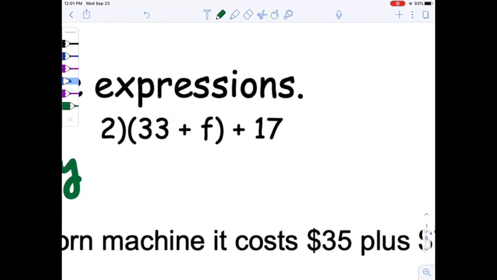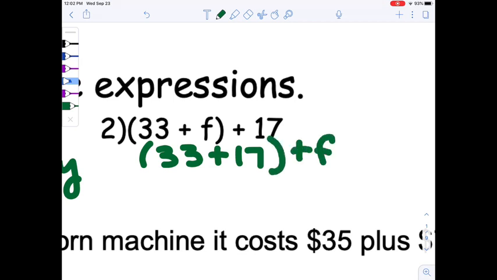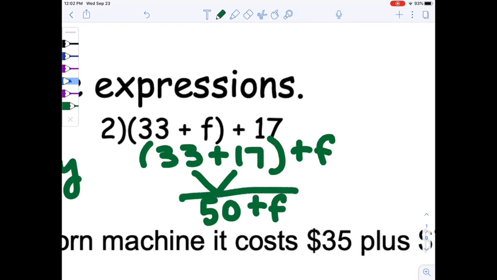Number 2, 33 plus f plus 17, we can use the associative property of addition and switch this up so we can do 33 plus 17 in parentheses plus f. Then I can combine 33 plus 17, which is 50, plus f. I can't combine those because they aren't like terms, so that is my answer.